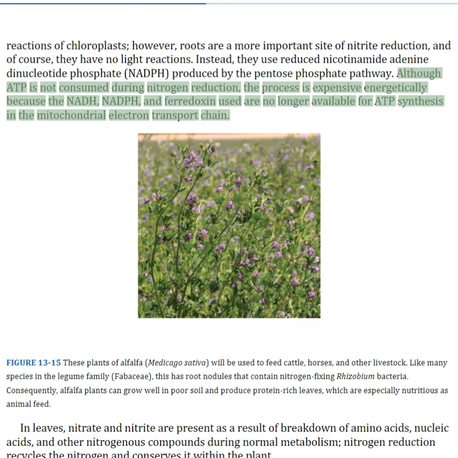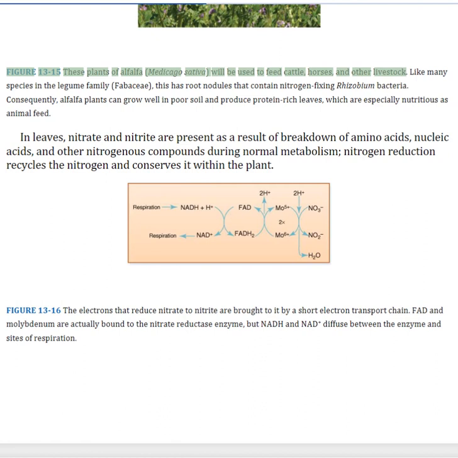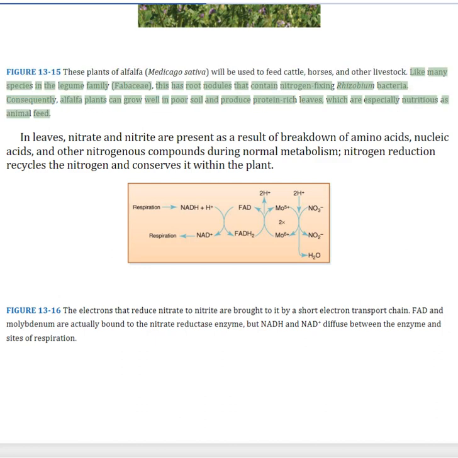Although ATP is not consumed during nitrogen reduction, the process is expensive energetically because the NADH, NADPH, and ferredoxin used are no longer available for ATP synthesis in the mitochondrial electron transport chain. Figure 13.15: These plants of alfalfa will be used to feed cattle, horses, and other livestock. Like many species in the legume family, this has root nodules that contain nitrogen-fixing Rhizobium bacteria. Consequently, alfalfa plants can grow well in poor soil and produce protein-rich leaves, which are especially nutritious as animal feed.